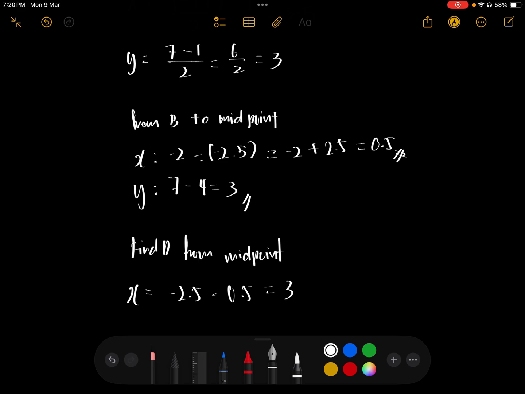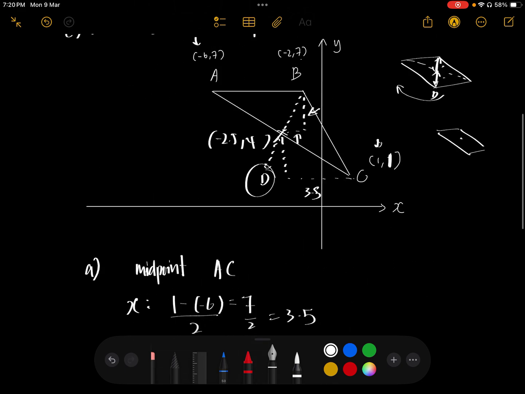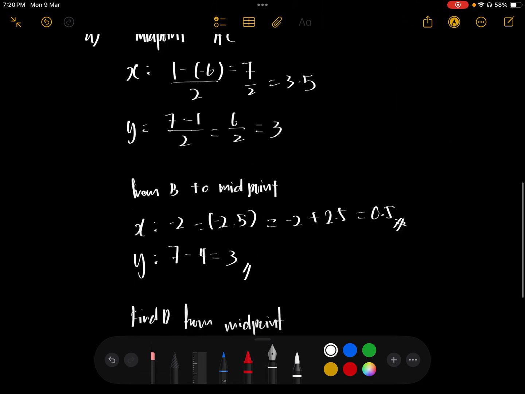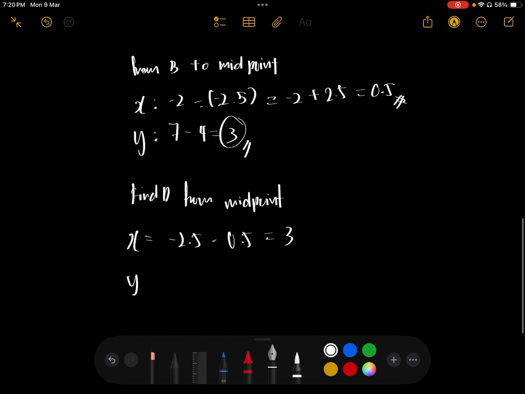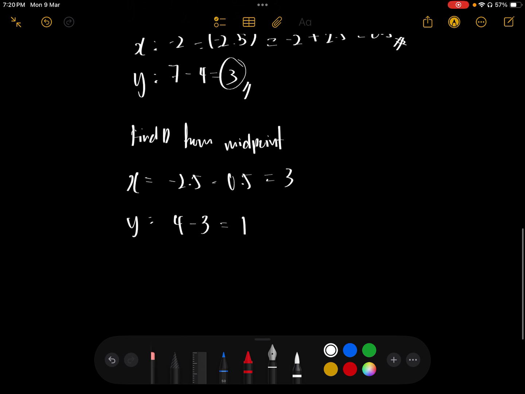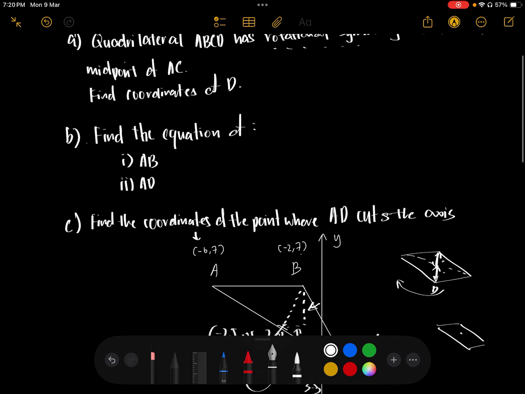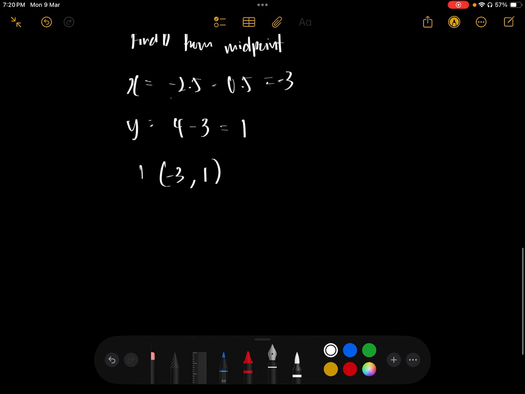So this will get you to 3. Your coordinate for Dx should be -3. And now for your Dy, 4 minus 3 equals 1. So your coordinate for D should be negative 3 and 1. All right, this is your coordinate D.